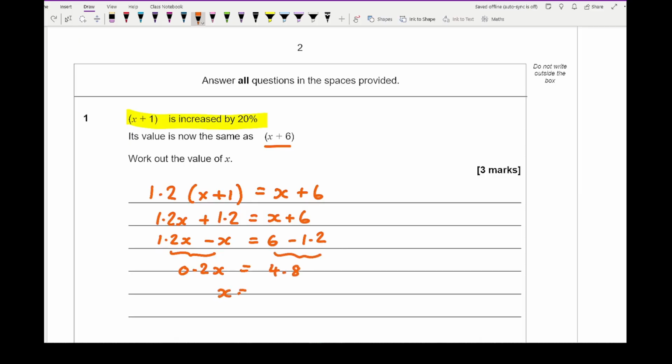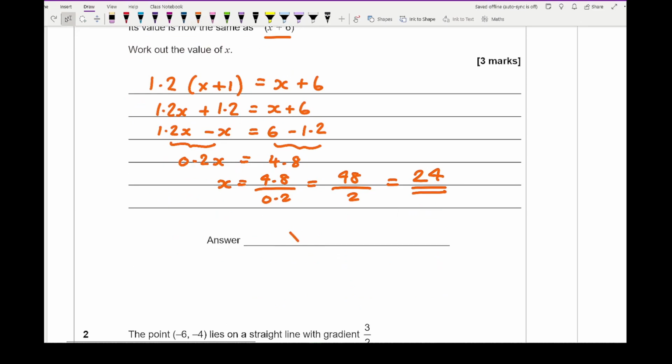So x is going to equal 4.8 divided by 0.2, which is equivalent to 48 divided by 2, which gives me an answer of 24. So x equals 24.